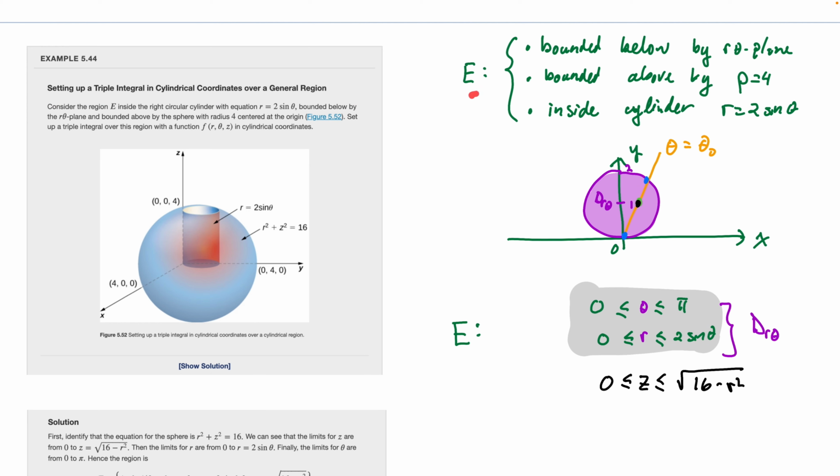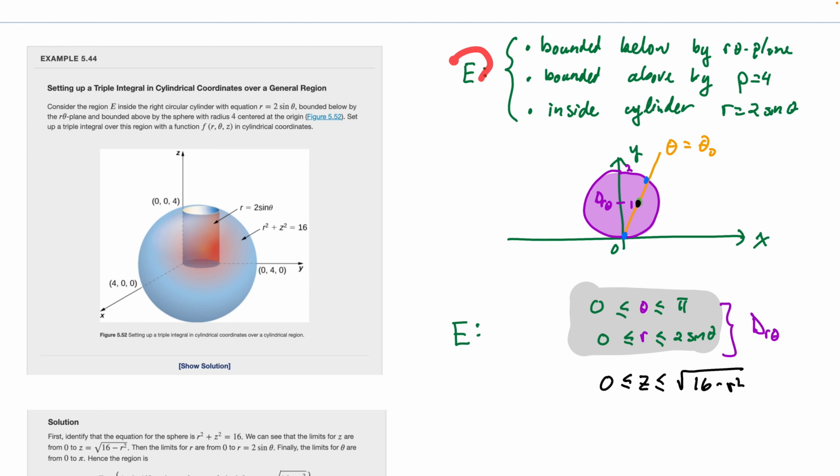And then our region E lies inside of the cylinder r equals 2 sine theta. And then that's this vertical cylinder here, r equals 2 sine theta. So we want to be inside this guy, bounded above by the sphere, and then bounded below by the xy plane.